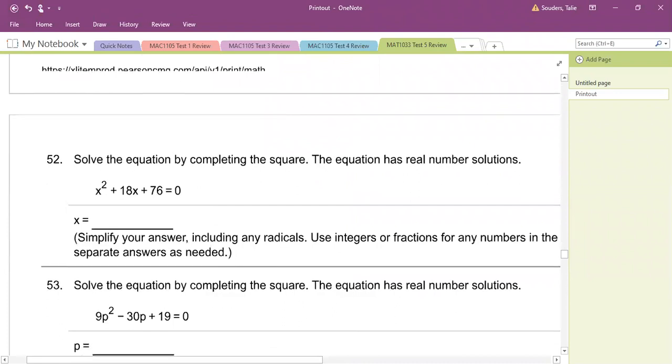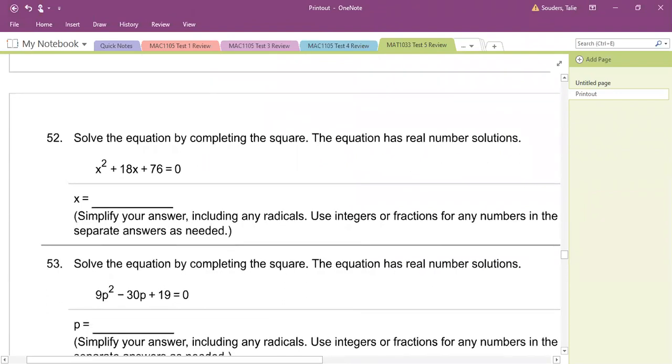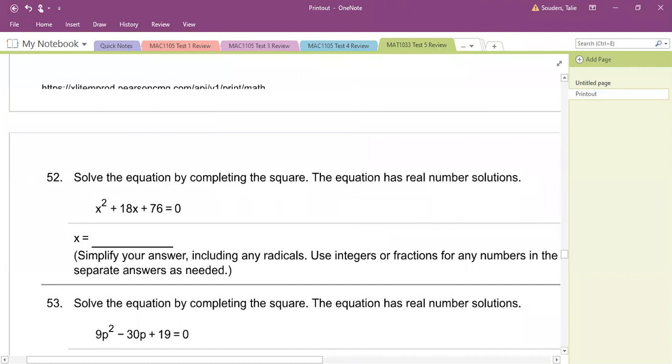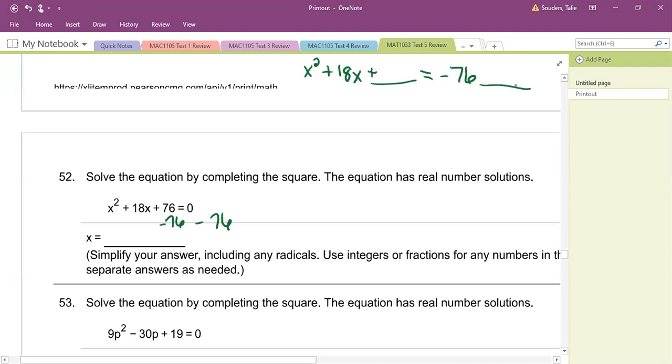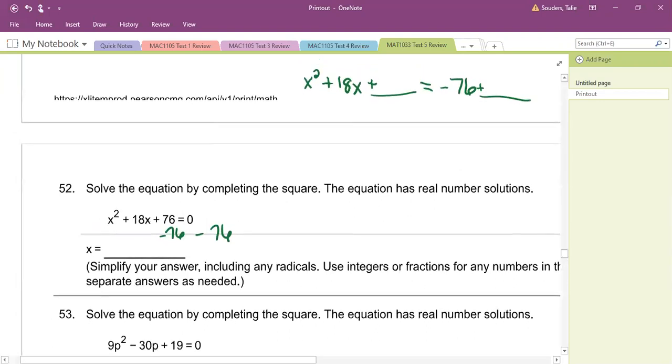So let's try number 52. Let's actually apply this process to an equation. So the first thing we need to do is subtract 76 from both sides because I want to have just the terms with the variable alone on the one side and the constant on the other side. And now I want to figure out what to add here. But if you think about an equation needing to be balanced, whatever you add on one side, you also have to add on the other side, right? Just like you always do when you're solving an equation. Whatever you do to one side, you do to the other side. So let's figure out what number we have to add to both sides.